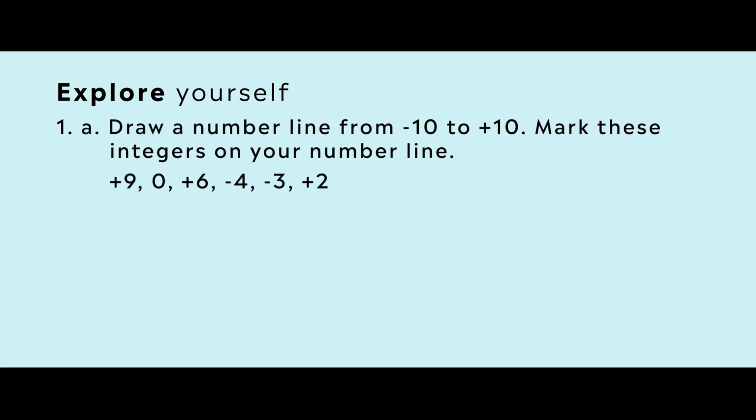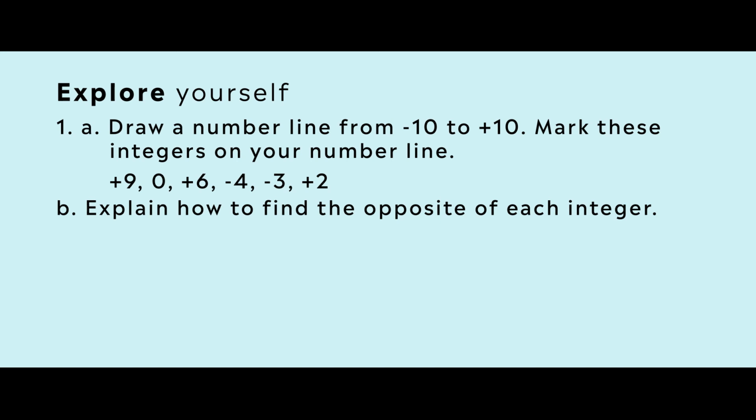Explore yourself. Okay, so I have few questions here. You can explore on your own. Question number 1A. Draw a number line from negative 10 to positive 10. Mark these integers on your number line. So, positive 9, 0, positive 6, negative 4, negative 3 and positive 2. B. Explain how to find the opposite of each integer.